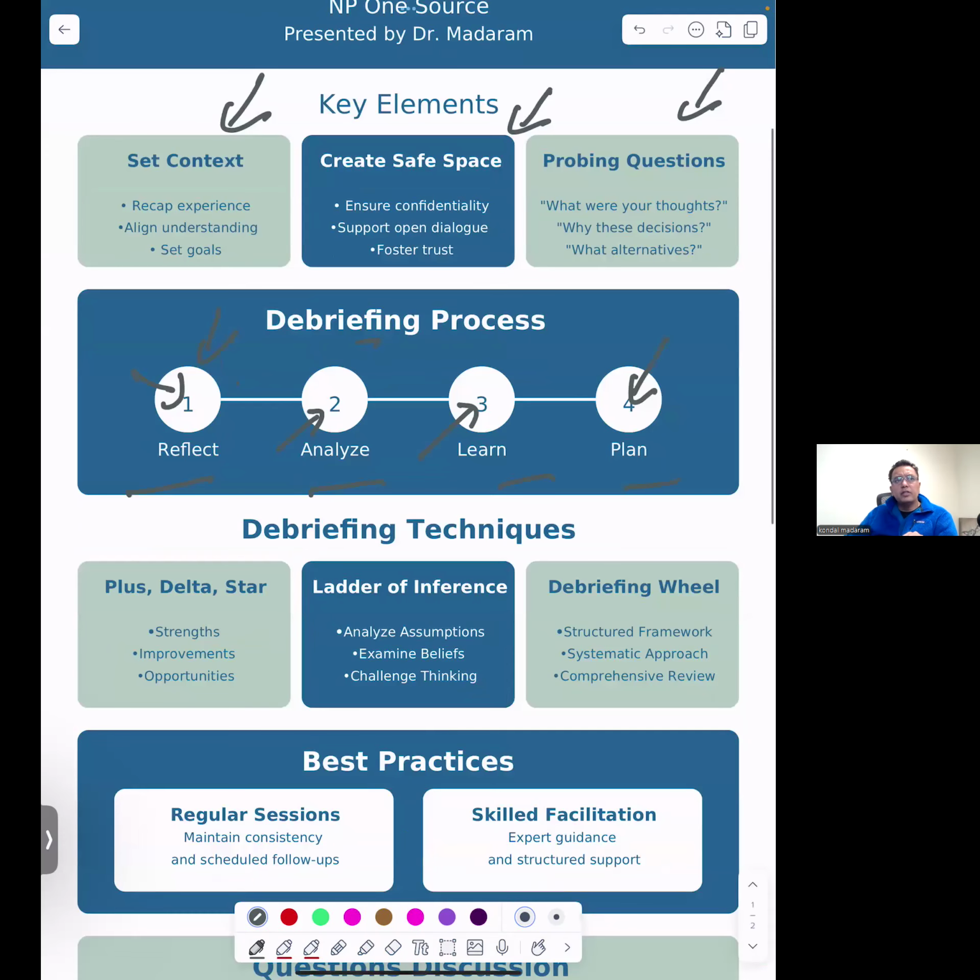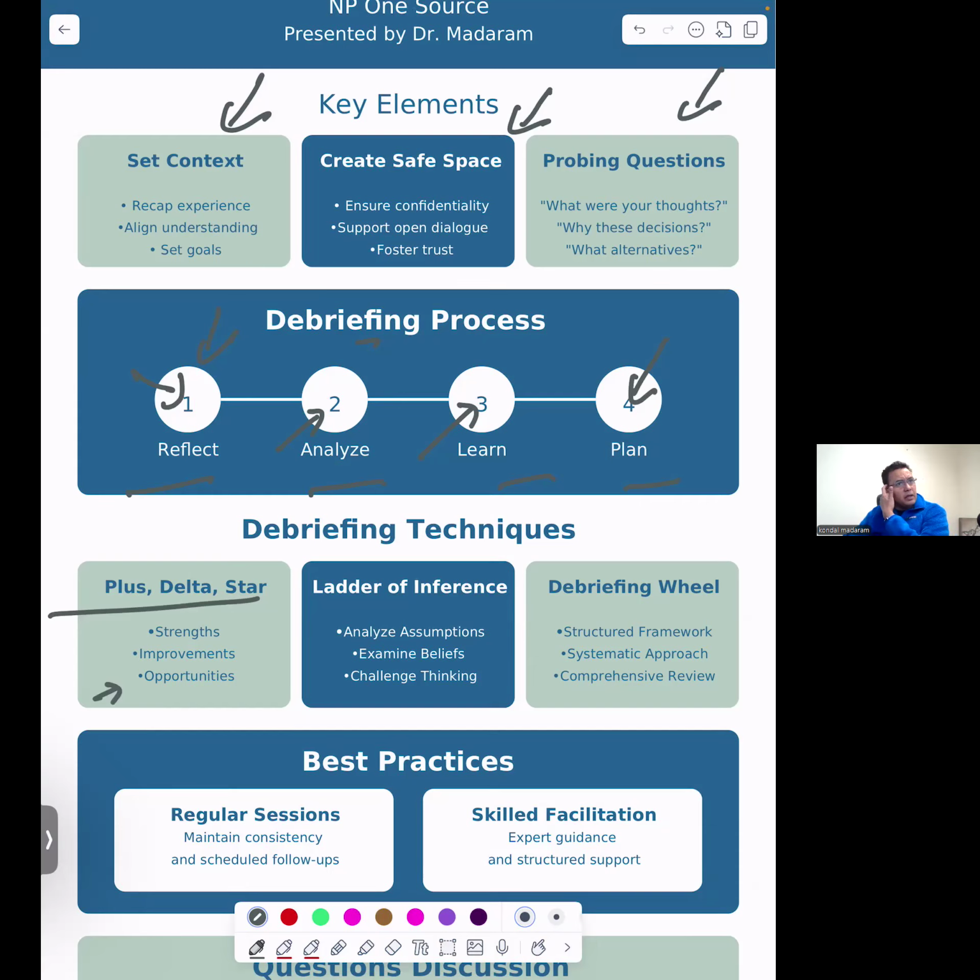Another way of thinking of this is also plus delta star, where we are thinking about strengths, identifying what the team did well, and then highlighting where the team could do better, and then exploring ways of preventing further incidents: what are the opportunities, how can we improve.